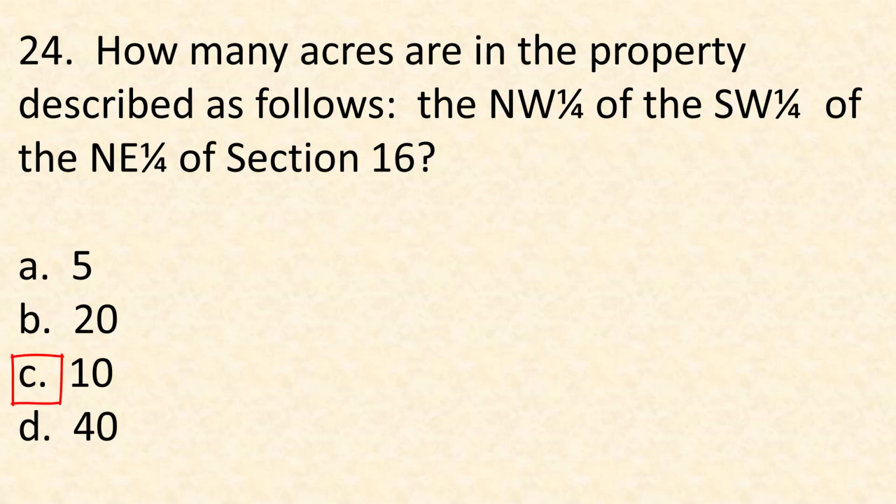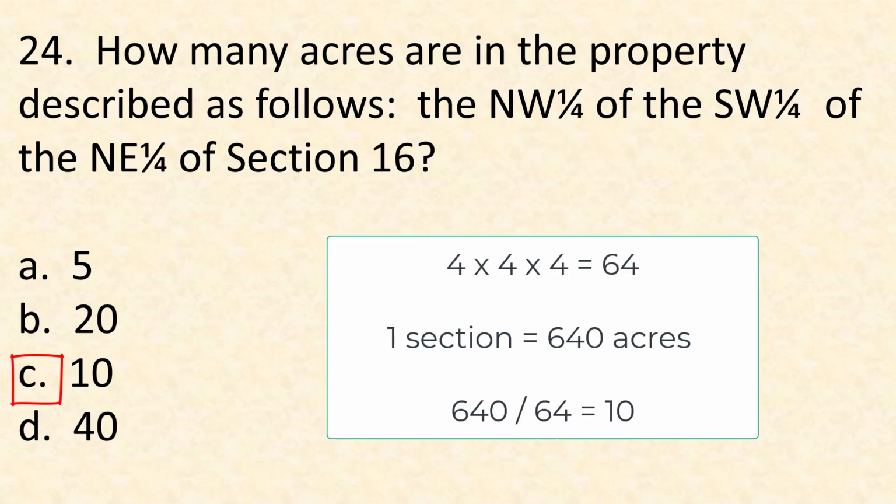Using the math method, we multiply the denominators in the fractions. One quarter of a quarter of a quarter. The denominator, 4 times 4 times 4 equals 64. One section contains 640 acres. If we divide 640 acres by the 64, we determine that the size of the parcel is 10 acres.